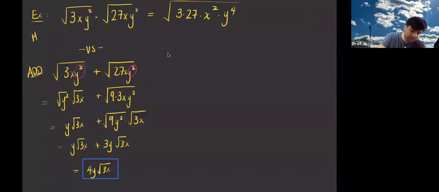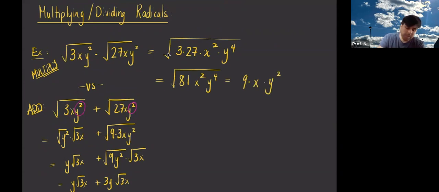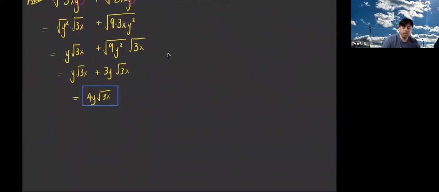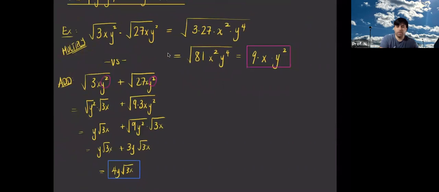But when I multiply, I don't get that. I just want to make sure you understand the difference. Please do not confuse the two. When you multiply, you can just multiply the things underneath. That's okay. And then I get the square root of 81 x squared y to the fourth. And all of these individually are perfect squares. Square root of 81, 9. Square root of x squared, x. Square root of y to the fourth, y squared. So this is my answer when you multiply them: 9xy squared. If I add these two radicals, I get 4y rad 3x. Completely different. Two different things.